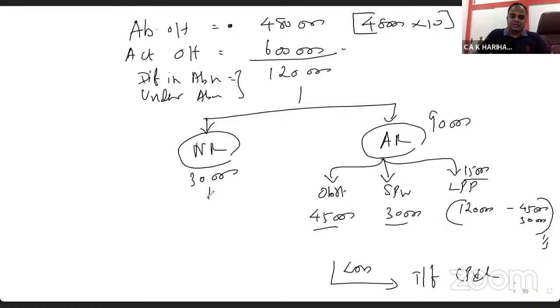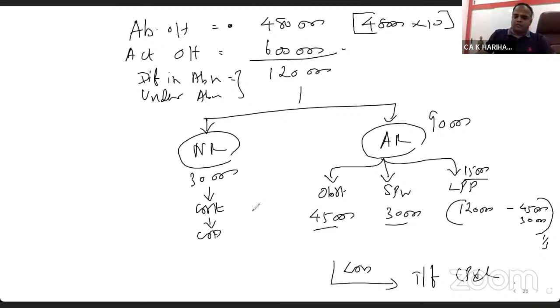The 30,000 is a cost, so it forms part of cost of production. 90,000 is the loss, therefore debited to costing P&L account. 30,000 is the cost, therefore it forms part of cost of production.